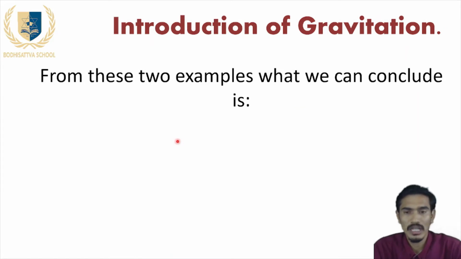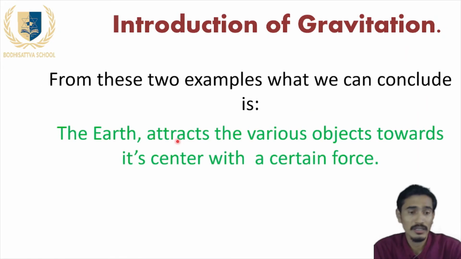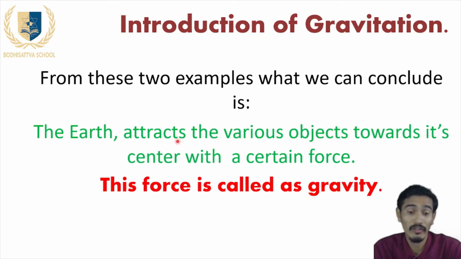From these two examples, what we can conclude is that the earth has a certain type of force. That's why it always tries to attract other objects from a certain height. That's why objects at a certain height always fall towards the ground. So the earth attracts the various objects towards its center with a certain force, and that force is called gravity.